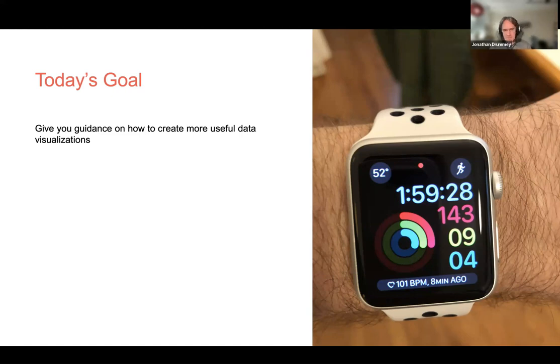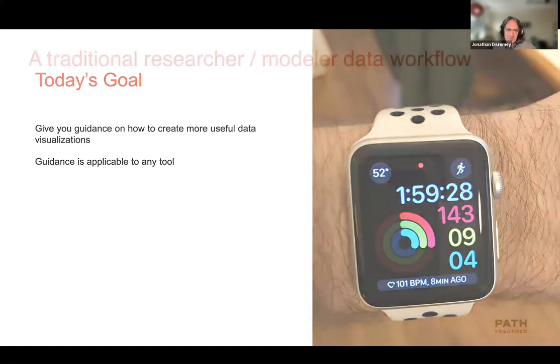Our dream as people who are creators of data visualizations for other people to use is that they will actually use them. And so we want to find ways to make that happen. I want to be clear here, the guidance I'm providing today is really applicable to any tool. So whether you're using R or Python, building visualizations in D3 or Highcharts, or using tools like Power BI or Tableau or Excel, this all works for any of those.